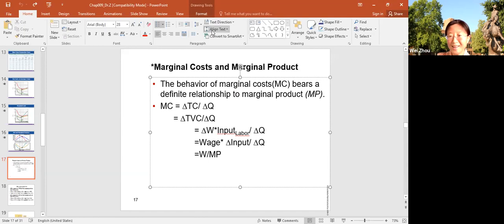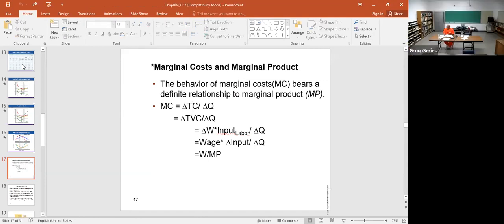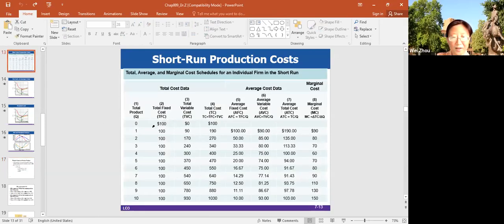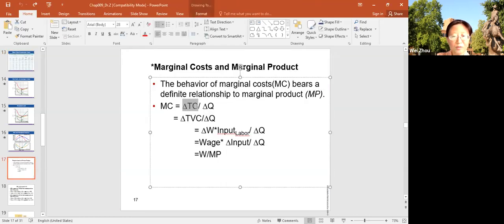Are you with me? Okay, so that's why it's pretty safe, because if you look at this graph, as we change from 0 to 1 to 2 to 3, the fixed cost is not changing. So the total changing part is actually the variable cost. So it's very safe for us to move from the total change in cost to the total change in variable cost, because fixed costs never change.